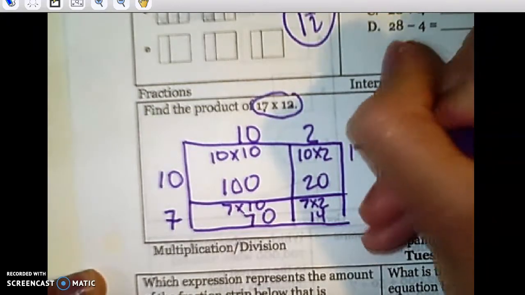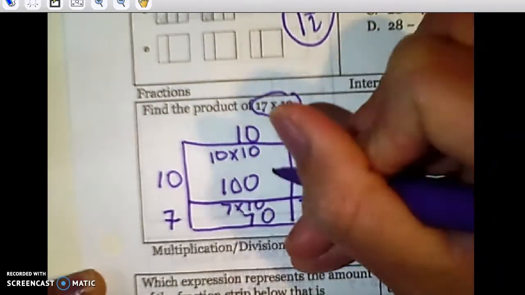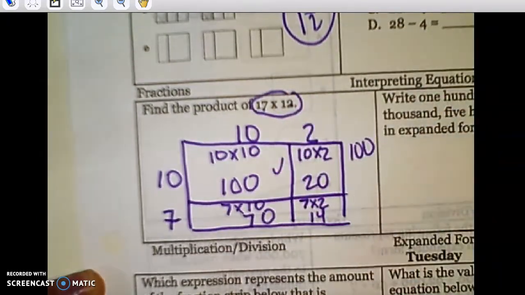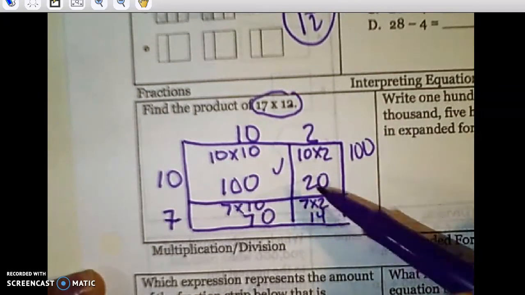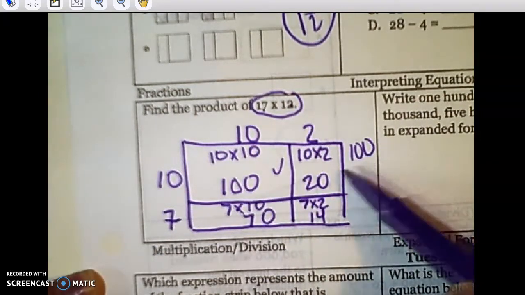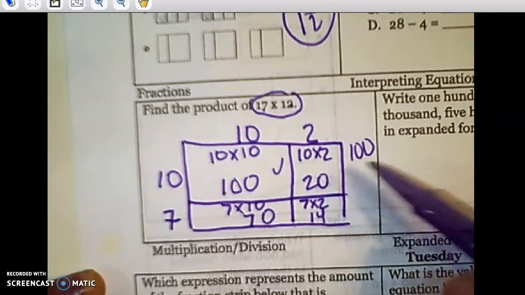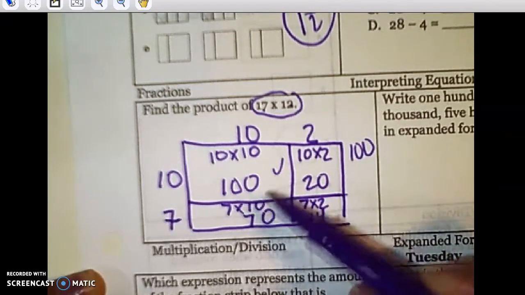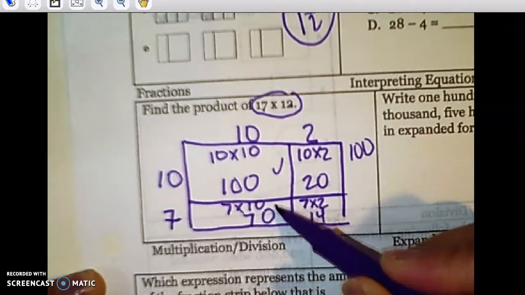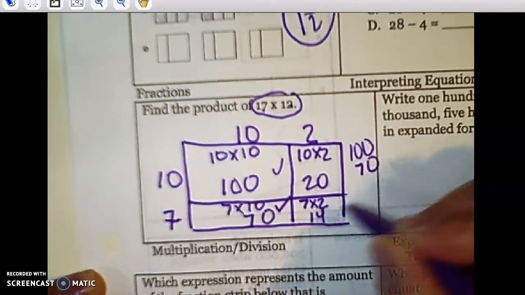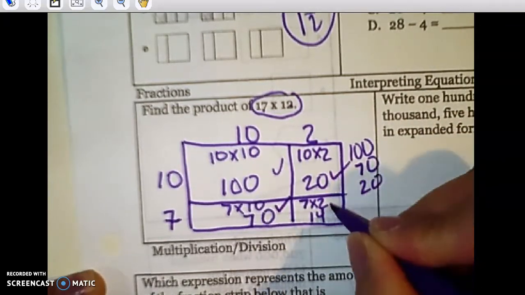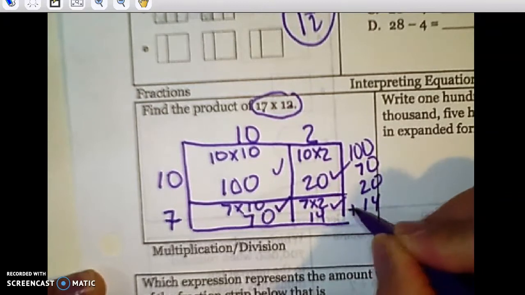So I have 100. I like to check them off as I write them down because I know that a common error could be like I'm copying the partial product wrong, or I don't add it into my sum. So I'm just checking it off. Then I have a 70, I have a 20, and I have 14. Now I'm going to add these up.